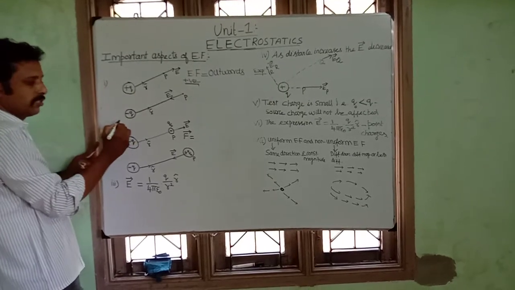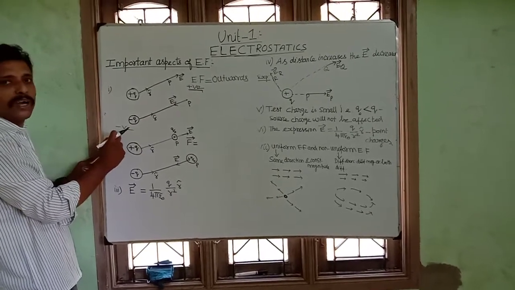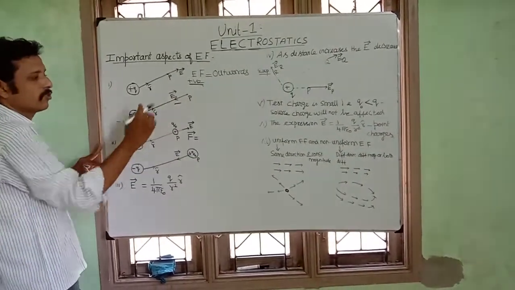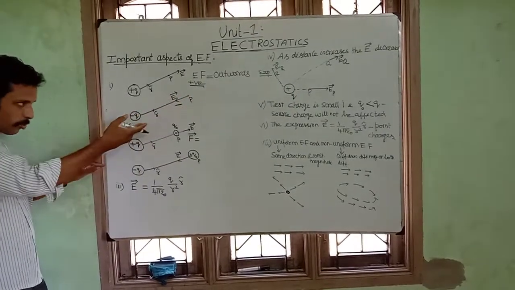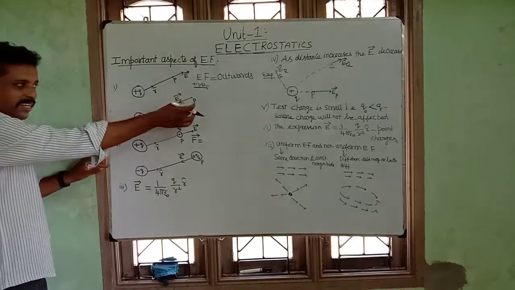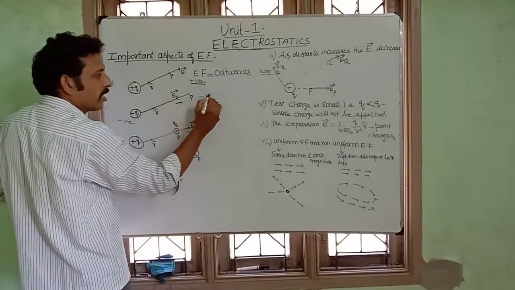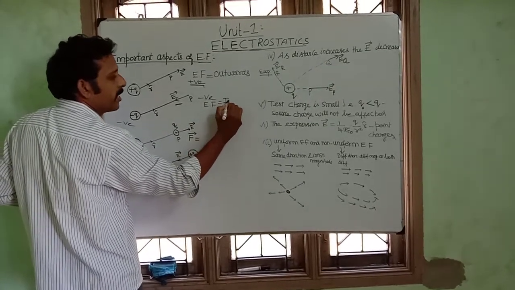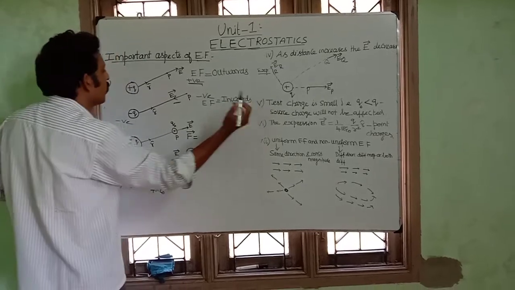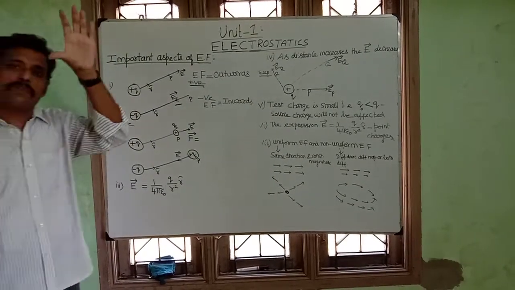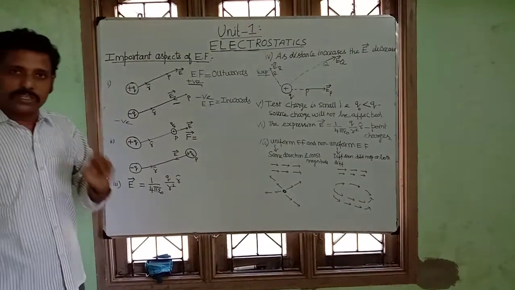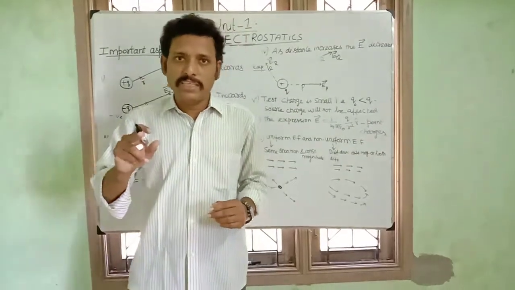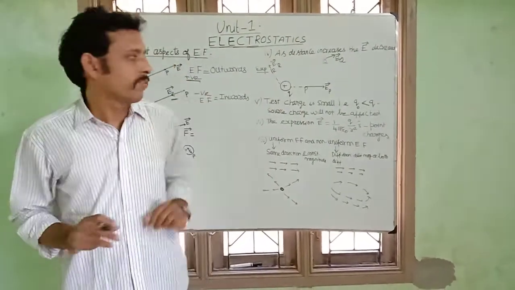Suppose I take a negative charge. This is a negative charge, and this is the point P. You see the direction of the electric field. The direction of the electric field is acting inwards, which is called radial inward. So for a negative charge, our electric field direction will be radially inward. This is the first idea we got from the electric field. For a positive charge, the electric field is acting radially outwards, and if it is a negative charge, the electric field is acting inwards. Keep this in mind.